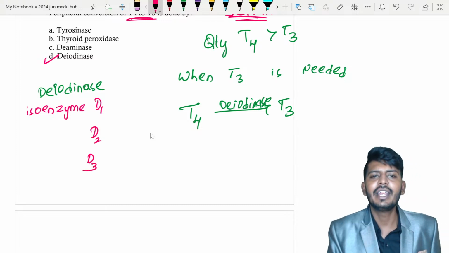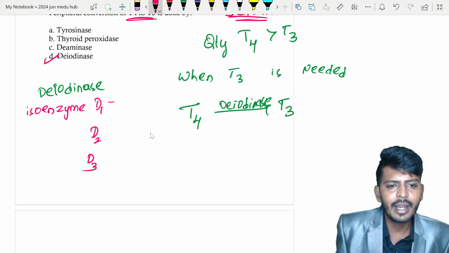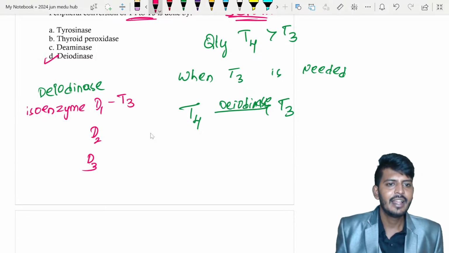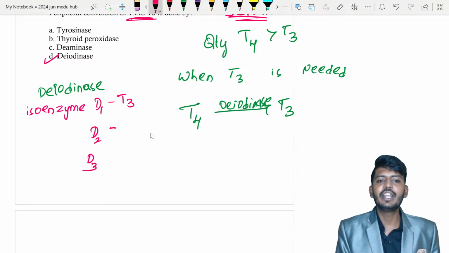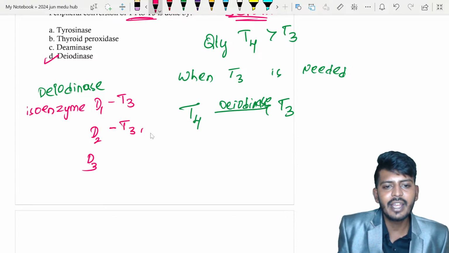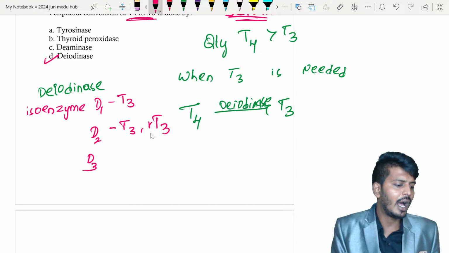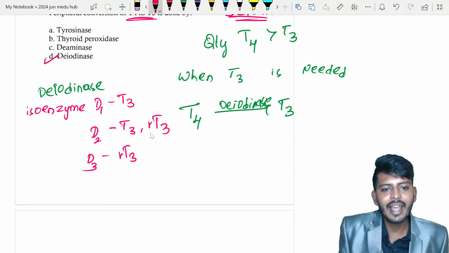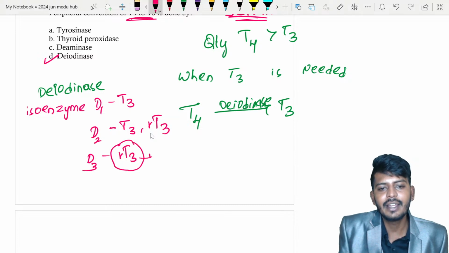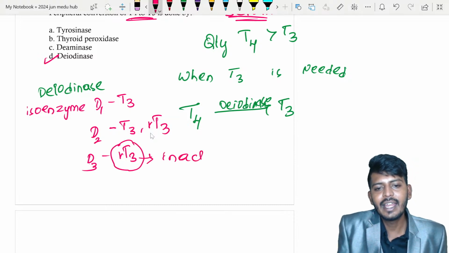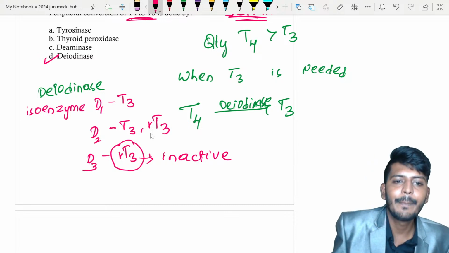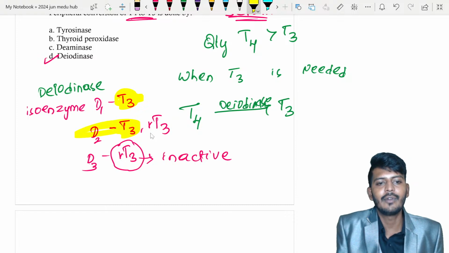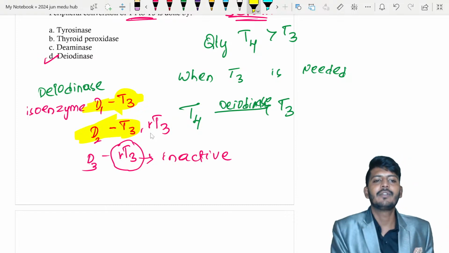Now D1, D2, D3. D1 makes your T3. Then D2 makes one which is your T3 and one more which is your RT3. And D3 makes RT3. Remember that RT3 is an inactive substance. So here the active T3 will be formed. Only D1 and D2 are useful for us. So this is the story of deiodinase.